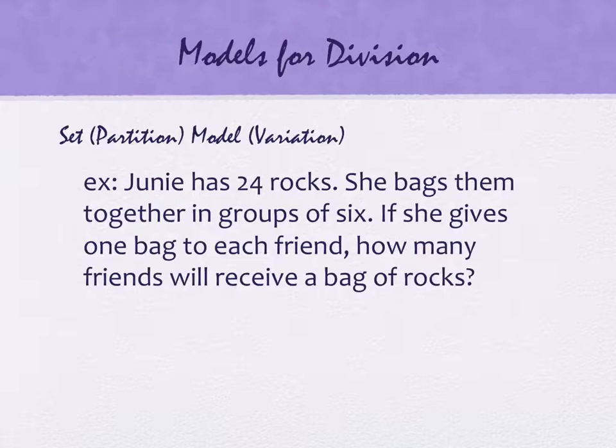But if you do it like this, it does. So this is, again, the set partition model. It's a variation of it. Junie has 24 rocks. She bags them in groups of 6. There's not 6 groups. There's groups of 6. And if she gives 1 back to each friend, how many friends will receive the rocks?